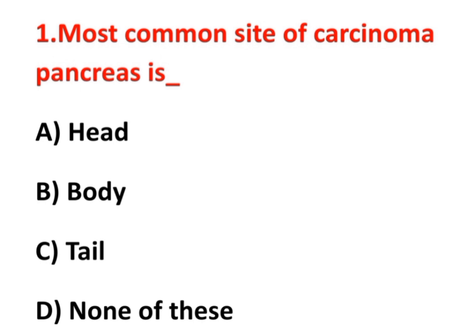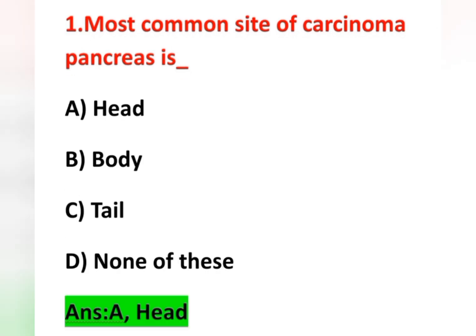The first question: most common site of carcinoma pancreas is, and the options are option A head, option B body, option C tail and option D none of this. Here the question is, which is the most common site of pancreatic cancer? And the answer is option A, head. Head is the most common site of carcinoma of the pancreas.